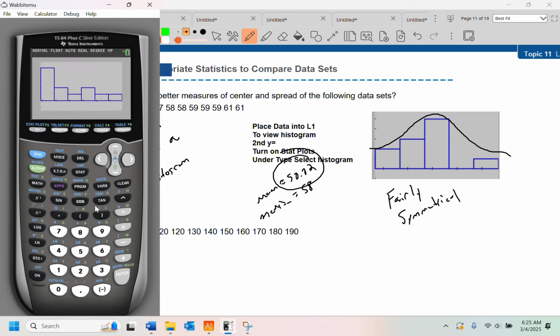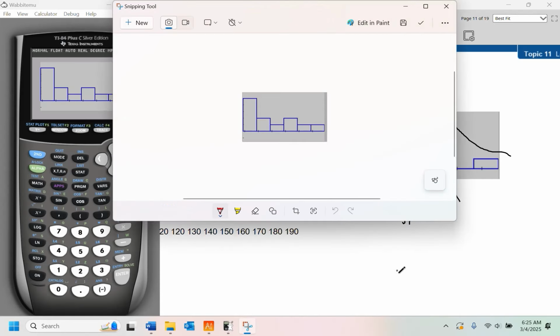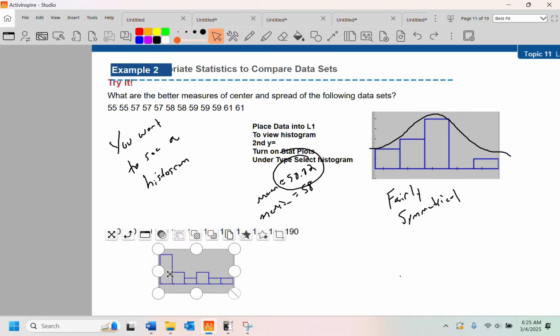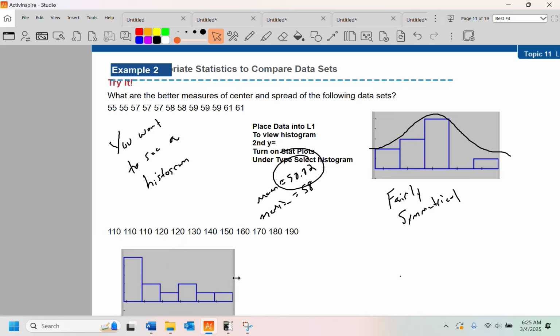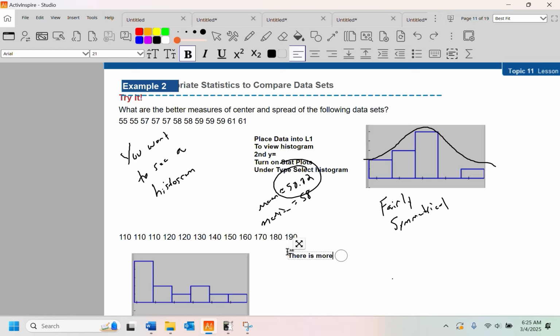Okay, this one is not normal. This is not a symmetrical curve. It's not a normal curve. Can you figure out how it's skewed? So there is more data on the left, which means the median is on the left and the mean is on the right.